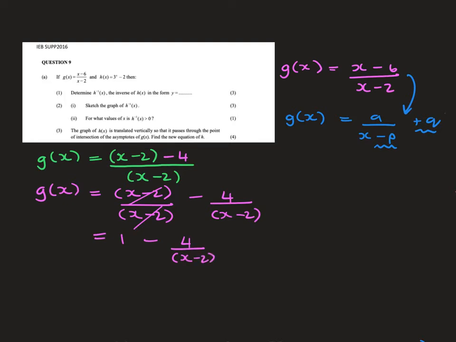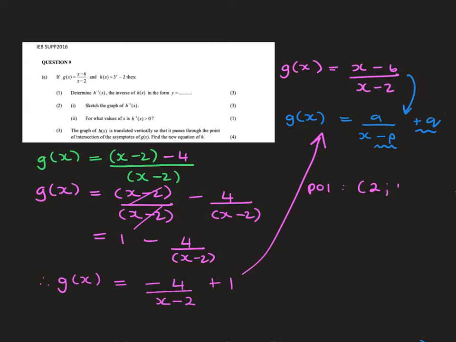Now, if I rewrite this into the format we are used to seeing, we can say, all right, so therefore g of x is a over (x minus p) plus q. All right, so now we're back to that format. Why did I need to do that? So that I could determine the equation of the asymptotes, so that I could figure out the point of intersection of the asymptotes. So the point of intersection for the asymptotes will be at (2, 1).